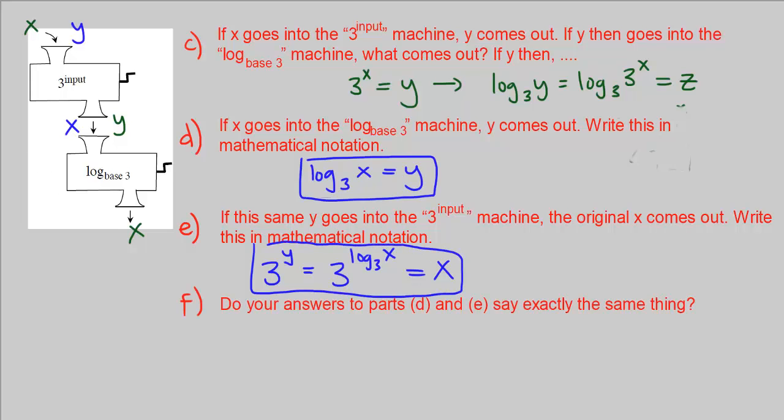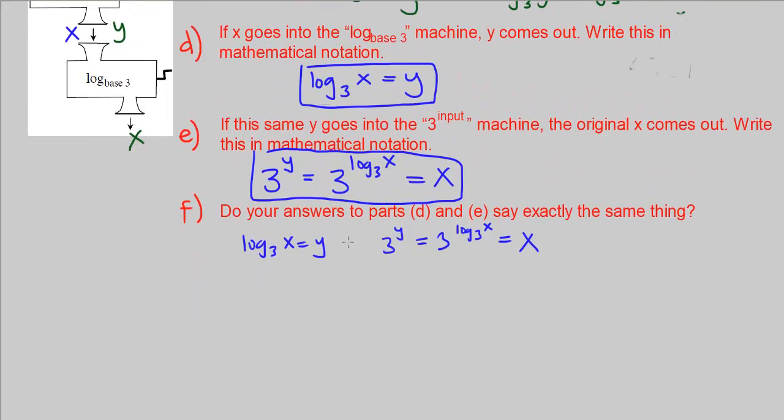Let's finally go to part F. Do your answers to part D and E say exactly the same thing? Well, let's look at it. D says log base 3 of x equals y, and E says 3 to the y is equal to 3 to the power of log base 3 of x is equal to x. Do these say the same thing? Well, right away, are these equivalent? I mean, they don't look like the same thing, but are they?